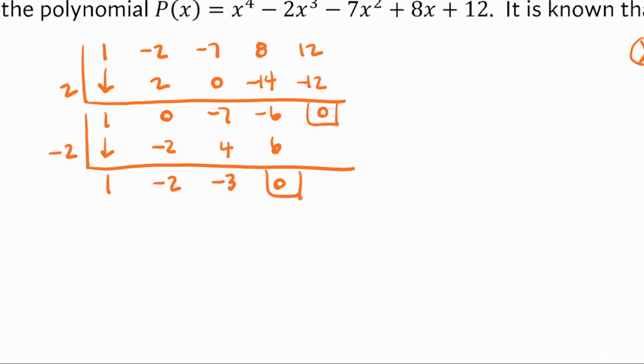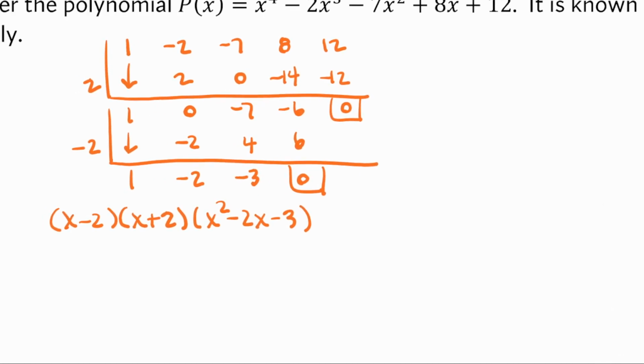All right, so I factored out an x minus 2 first, and then I factored out an x plus 2 with those two layers of synthetic division. And I'm left with 1x squared minus 2x minus 3 and no remainder.